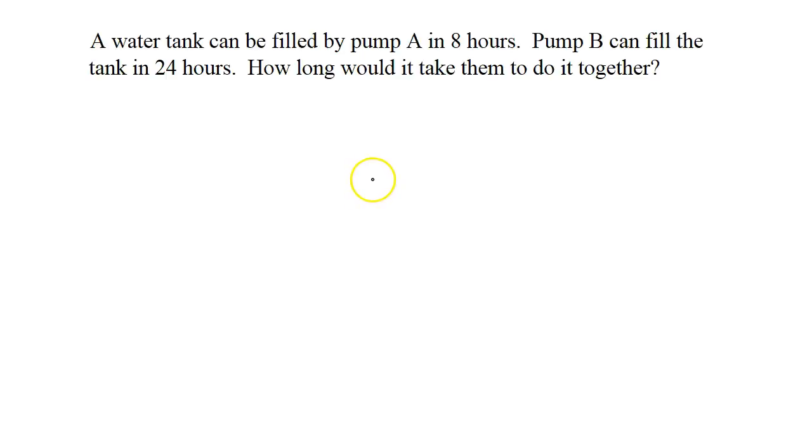Hi there. This video is going to go over how to do work problems, and I think the best way to demonstrate that would be to work on some problems and explain the process as we go. So let's look at this first problem.